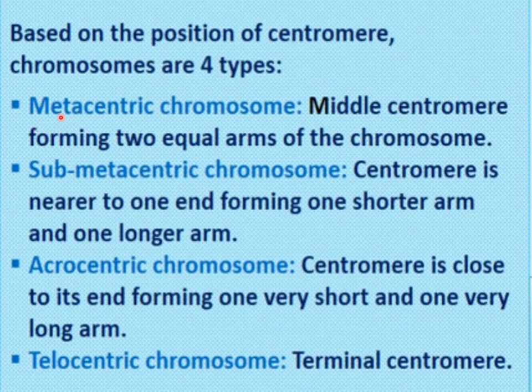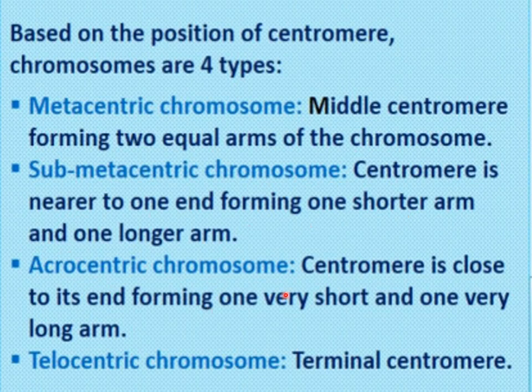So first, based on the position of centromere, these four types of chromosomes are there. First is metacentric chromosome, in which middle centromere is present, forming two equal arms of the chromosome. Okay, means centromere will be present in the middle, and two equal arms of the chromosomes will be formed here. Then submetacentric chromosome, where centromere is nearer to one end and forming one shorter arm and another longer arm.